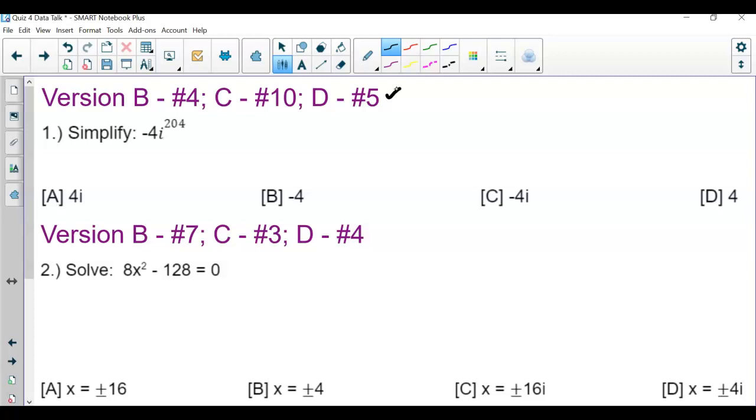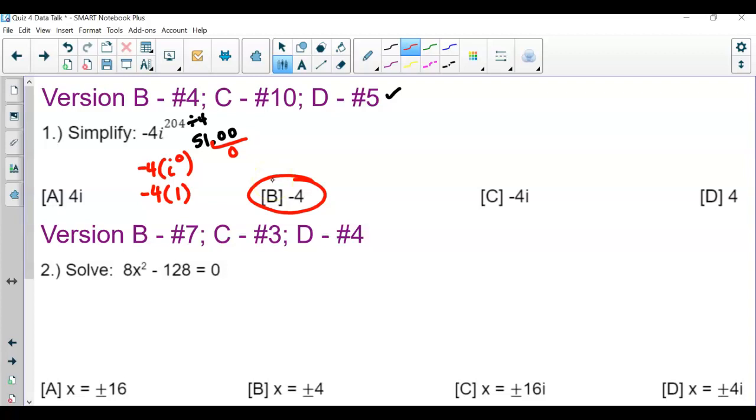So here with question number 1, remember, we need to divide by 4 our exponent. Now, when you divide by 4, you actually get a whole number. You get 51. So remember, guys, 51 is like saying it's 51 but 0.00, which means how many quarters do we have? Well, we have 0 quarters. So this is the same as -4 times i, now not to the 204 power, but i to the 0 power. Then -4 times, well, what is i to the 0 power? 1. -4 times 1 is -4. So that's why here the answer is B.